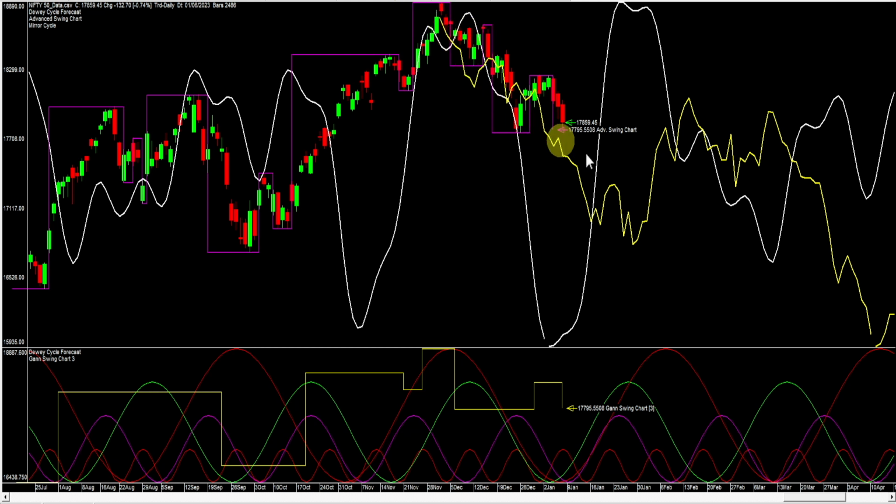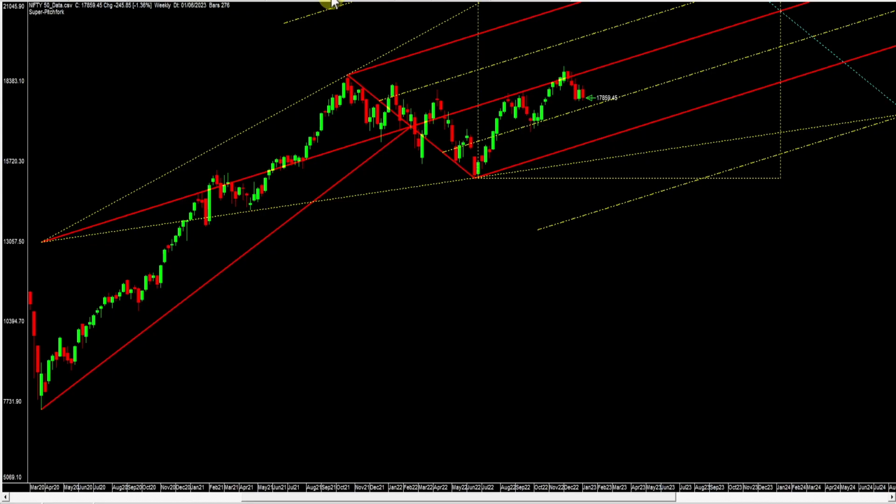Using a technique called the mirror cycle, you can see that the mirror cycle is still projecting lower all the way to, what date is that? January the 26th could be a possible swing low. This is the Dewey cycle. It's kind of finding a bottom here. The Gann swings are negative from the 3-day point, and the purple advanced Gann swing is also negative. So not looking too good.